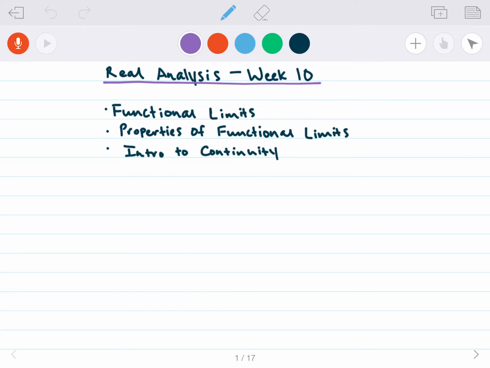All right. Hello, everyone. Welcome to our Week 10 lecture in real analysis. This week, we're going to be talking about functional limits, some of their properties, and we're going to do a few examples with continuity. We're going to use the formal definition of continuity to prove some functions are continuous at points.